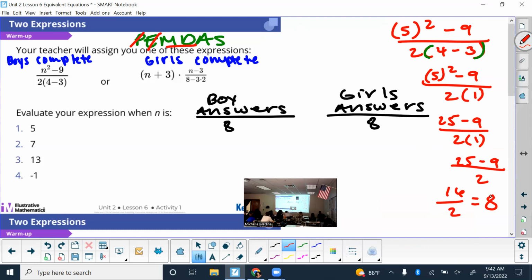And then girls, you probably went through a similar process. I'll show you what it looks like when we plug in for a different problem. So any questions on number 1? All right, what did you guys get for number 2, boys? Ryan? 20. 20, anyone get something different? All right, girls, what did you get?